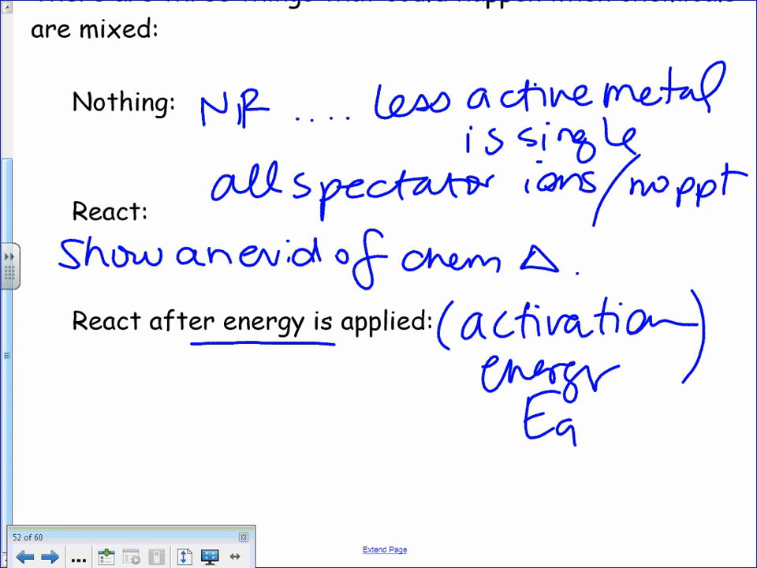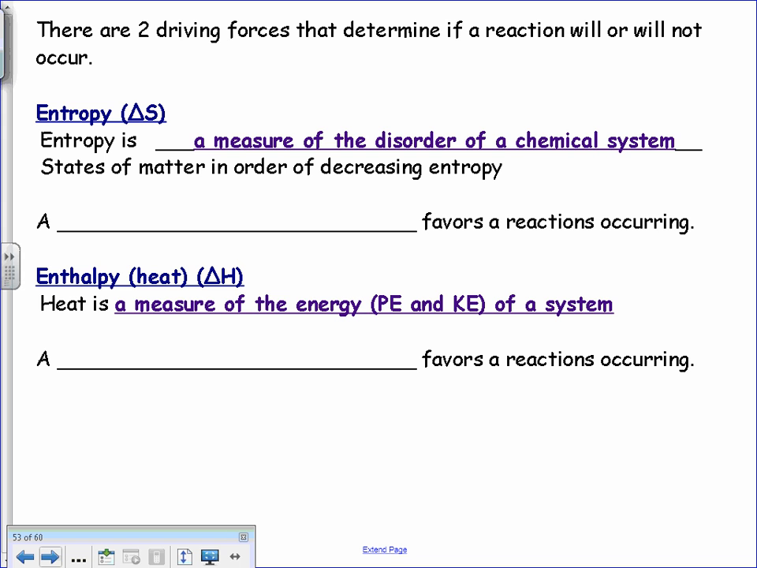So after a reaction has been given a little to get started, maybe it's a spark, like a spark plug in an engine. That spark is going to make the reaction start, but it's not going to happen without that. So that's the 3 different types of things we can see in a reaction. Okay, so let's look at these 2 forces of reaction. This is what I was trying to talk about earlier.